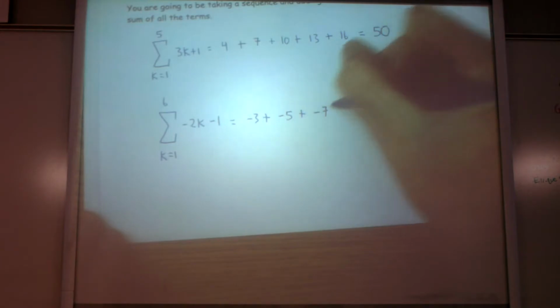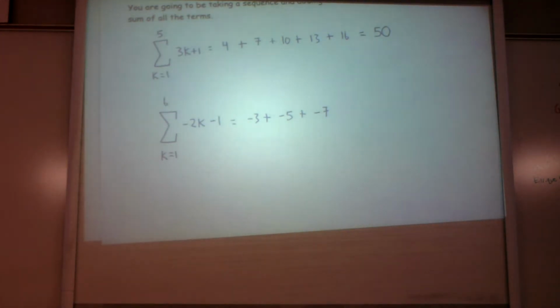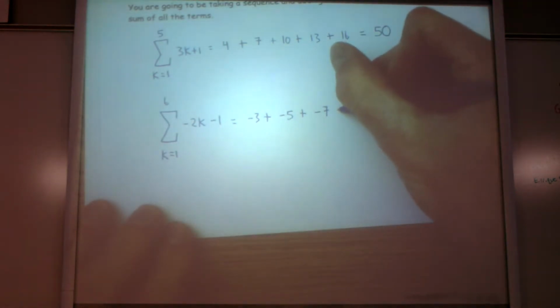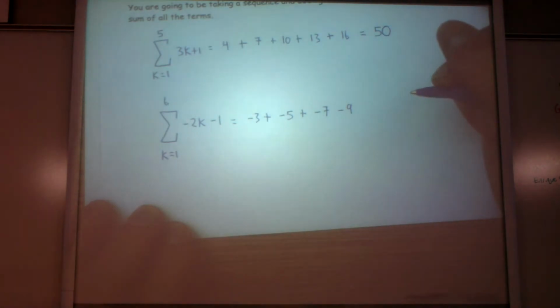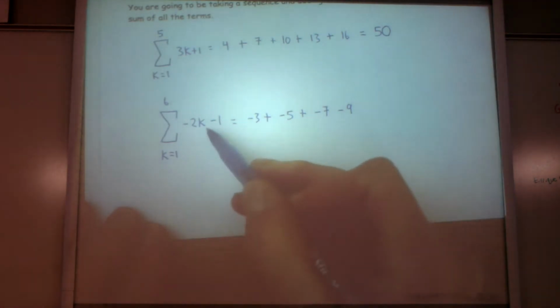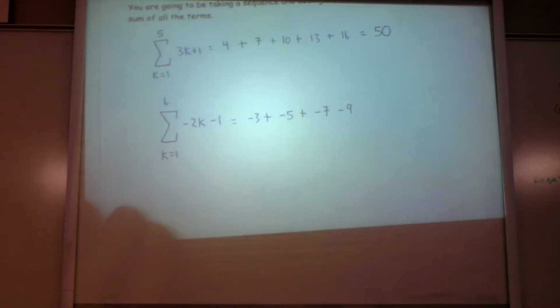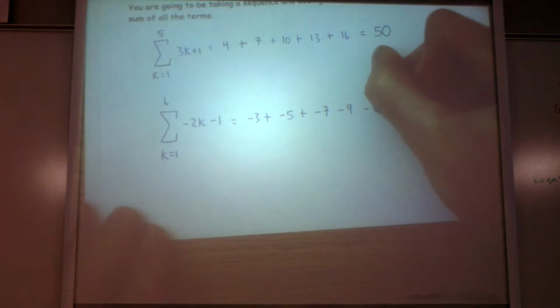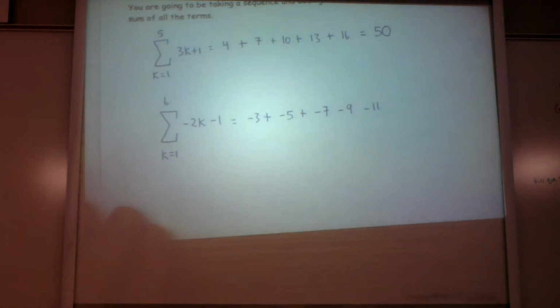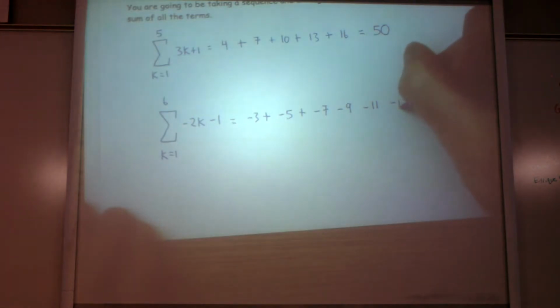And hopefully you can kind of see a pattern. How are we getting from negative 3 to negative 5? This is an arithmetic sequence. We're subtracting 2. Let's just keep going. We can check our work. We're about halfway. When I go to 4, I get negative 8 minus 1. That's negative 9. Then I go to 5. 5 times negative 2 is negative 10 minus 1. That's negative 11. And then we'll get to our last one, which is 6. When I plug in 6, I get negative 12 minus 1, which is negative 13.